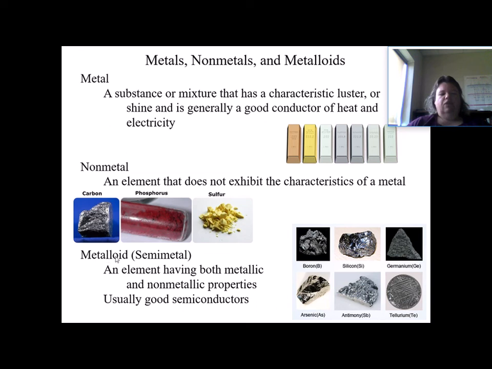And then you have the metalloids, which is straddling the group between metals and nonmetals. They have some properties of metals, other properties of nonmetals. They're semiconductors, which simply means that there are conditions in which they will conduct electricity, but there are other conditions in which they will not. Examples of those are boron, silicon, germanium, arsenic, antimony, and tellurium.